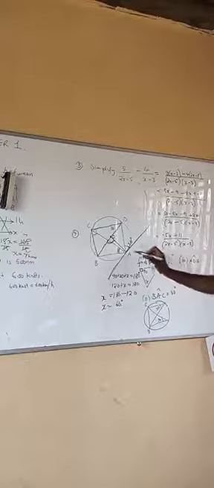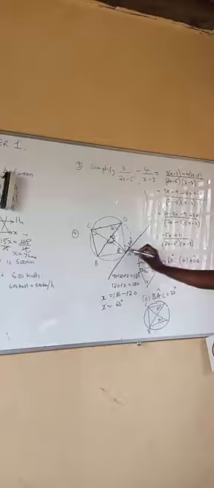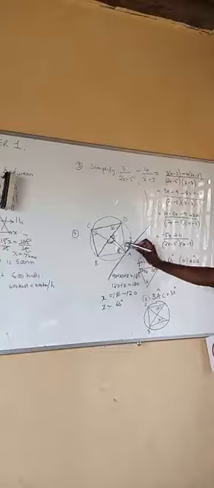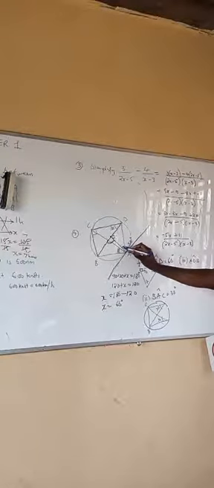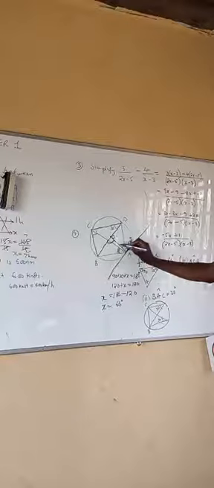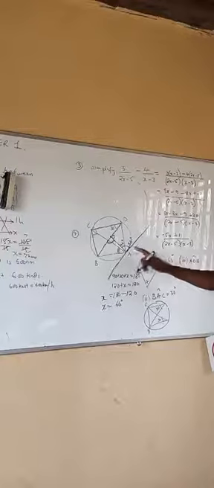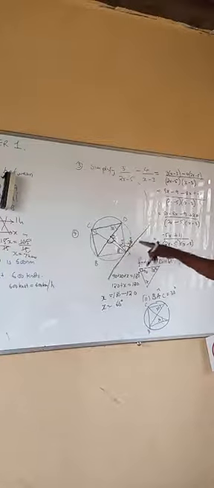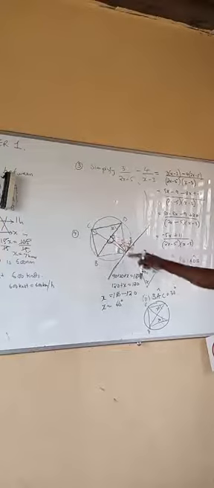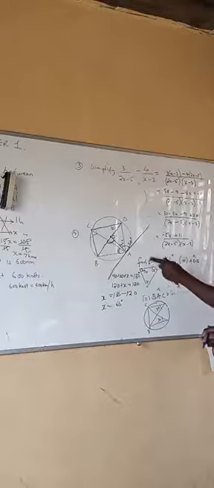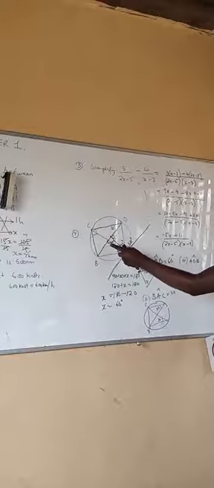So this radius meets this at 90 degrees. So it means this whole angle is 90 degrees. So if this is 50, this angle here is going to be how much? It's going to be 40 degrees, because this angle here should be a total of 90 degrees. The tangent meets the radius at 90 degrees. But my point of interest is this angle here.